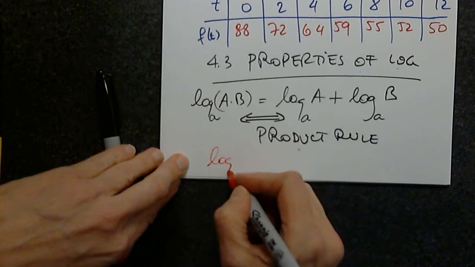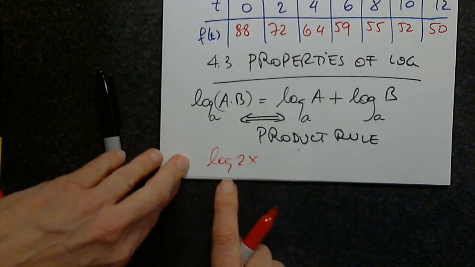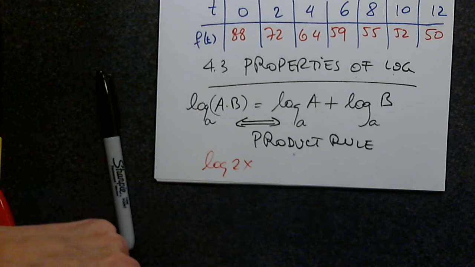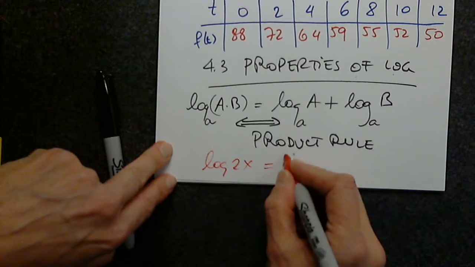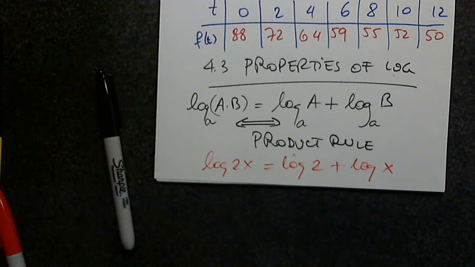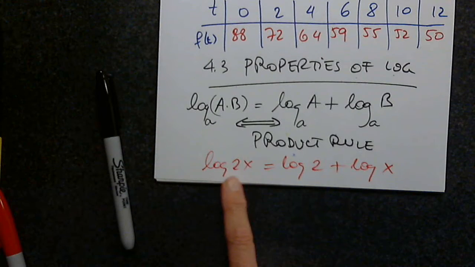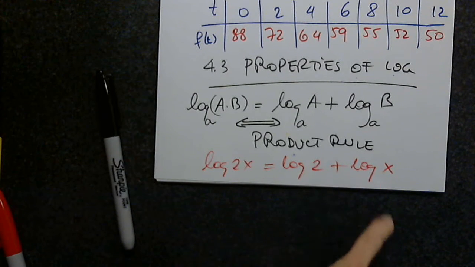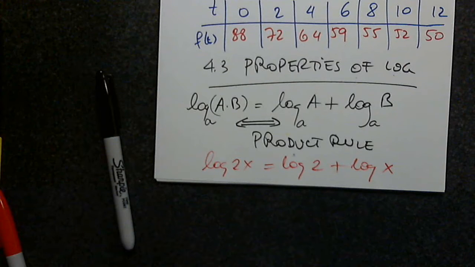So if I have log of 2x, I don't see a base here. What kind of log is this? Base 10. It's common log. So this will become log of 2 plus log of x. Correct. So this is log 2x, common log applied to 2x, equals log of 2 plus log of x. Now I can go backwards. So log of 2 plus log of x is nothing else but log of 2 times x.